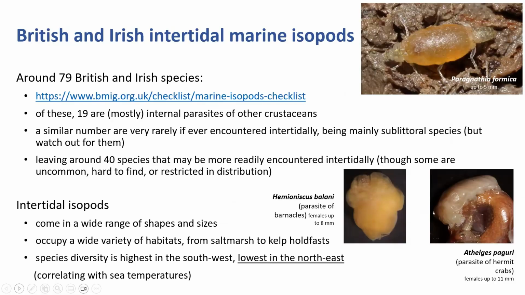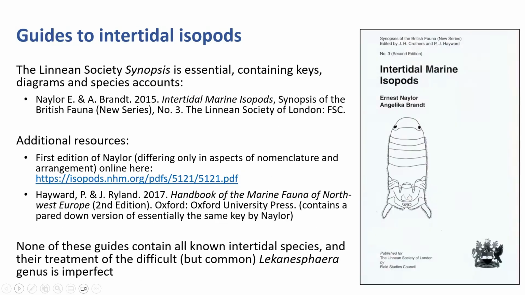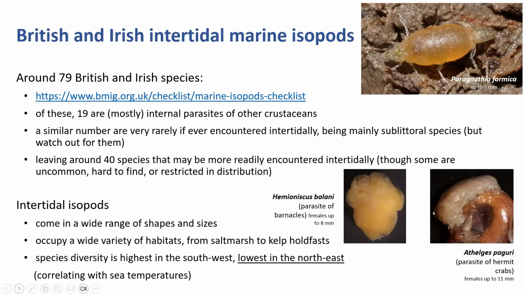So let's look at British and Irish intertidal marine isopods. There are around 79 species, and the number is imprecise, as I say, for the reason that it's hard to determine what exactly counts as intertidal. If you go onto the BMIG website, you'll get a list of those and details about them.